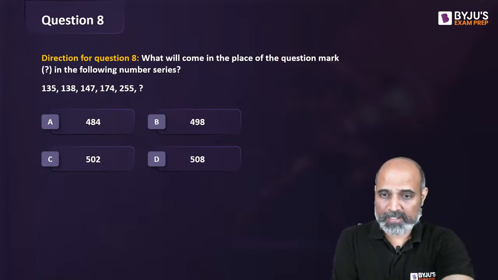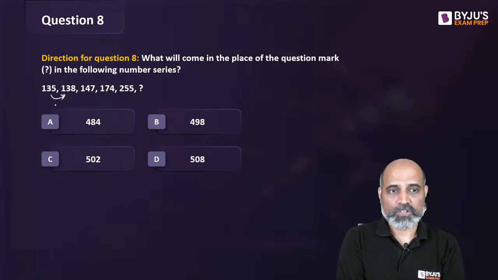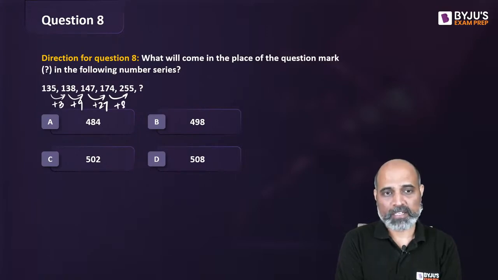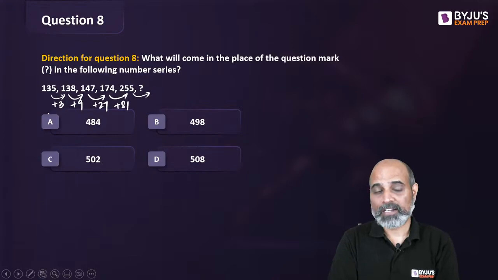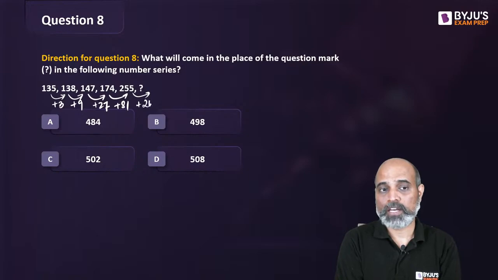देखिए सबने क्या आंसर करा है. अच्छा अभी तक आंसर. Difference is increasing by the powers of 3. Okay. So this is an increase of 3. 138 to 147, this is 9, which is 3 square. 147 to 174, this is an increase of 27. 174 to 255, that's an increase of 81. Right? So 3 ka powers बढ़ रहा है. Or we can say that the difference is getting tripled, also known as trebled, right? 3 into 3, 9, 9 into 3, 27, 27 into 3, 81, 81 into 3, 243.